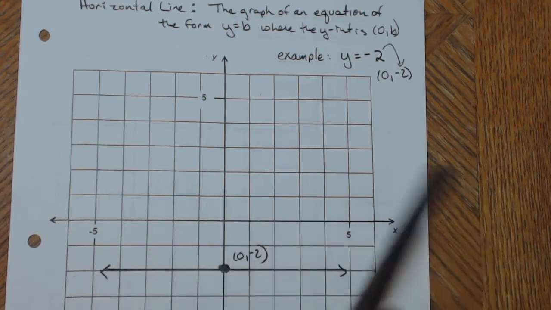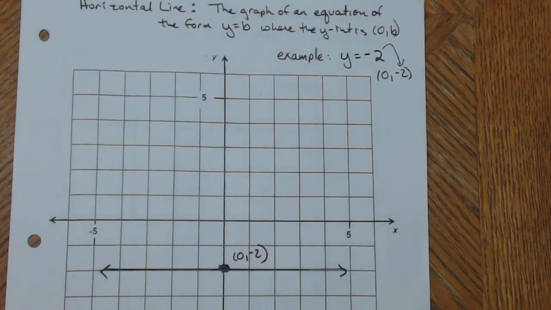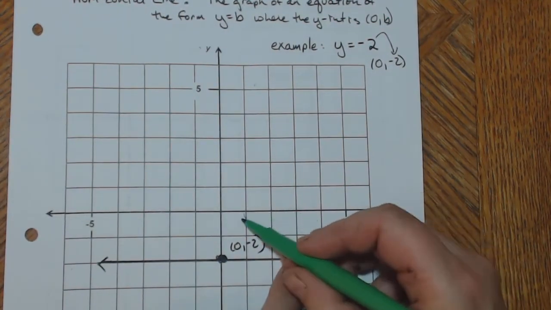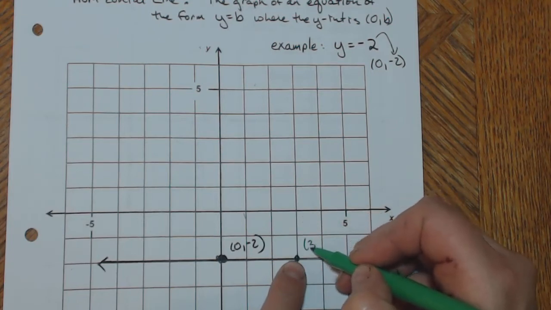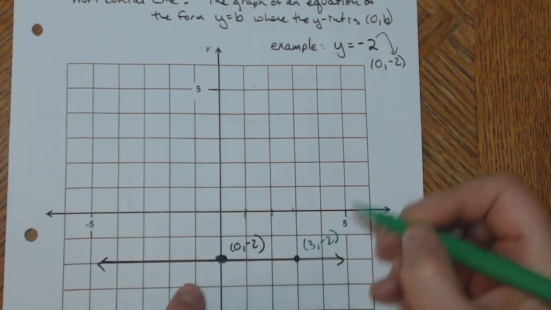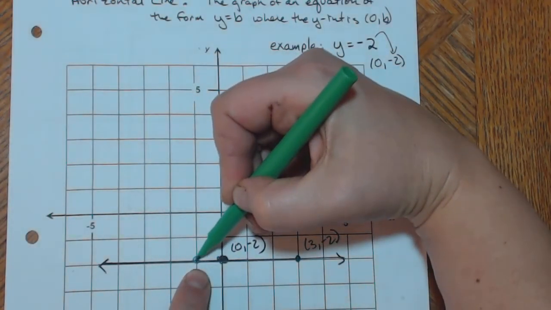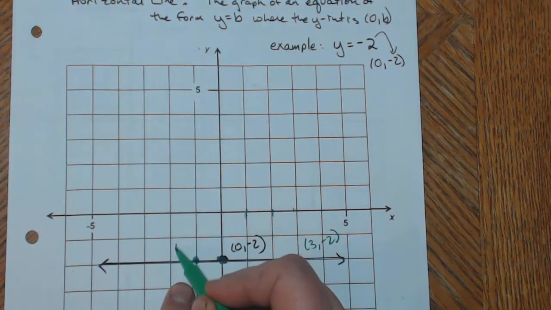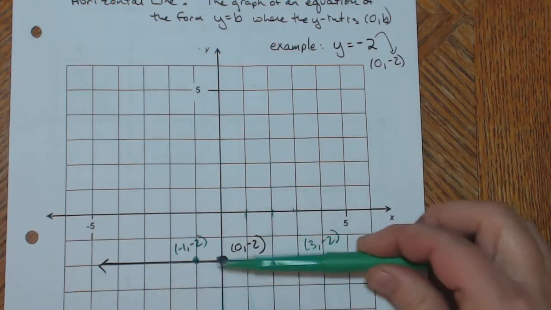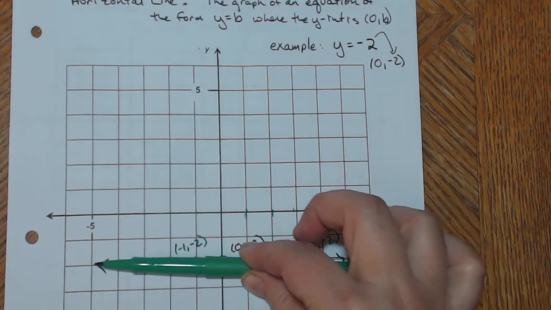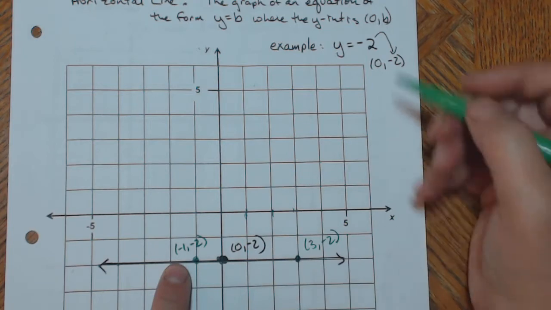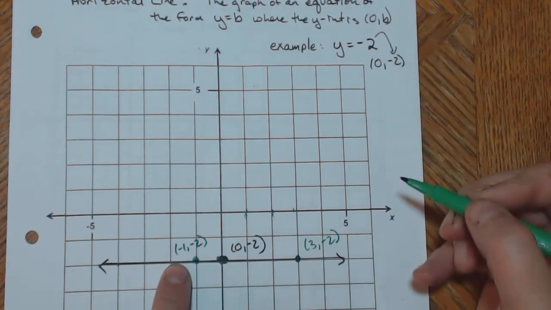Now you'll notice that I could go to any point on that line, any place I wanted, and this point has the coordinates (3, -2). And I could pick a point over here. This point would have the coordinates (-1, -2). But you'll notice the y value doesn't vary. No matter what point I pick, the y value for that point, the y coordinate, is going to be -2.